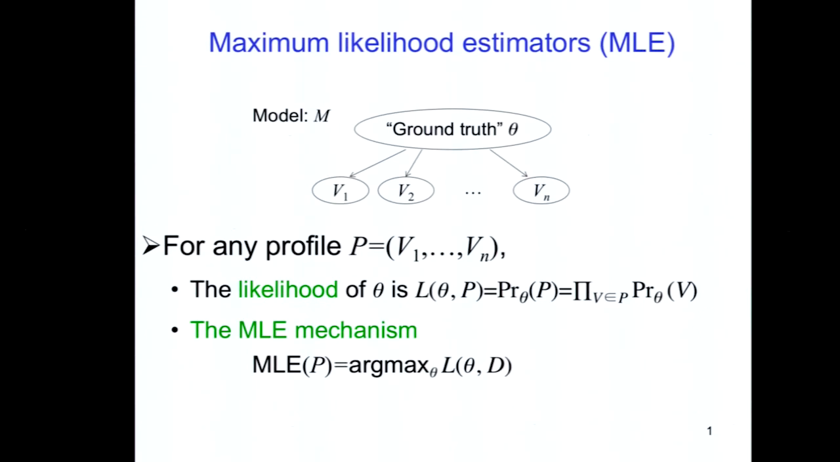Because of the IID assumption, we take each of these votes from this profile, look up the distribution given theta, and then take the multiplication of all of these things. Now, this gives us the famous MLE, maximum likelihood estimator mechanism, which basically just says that we're going to choose a parameter based on the data. Let's say the data is P. Let's choose the parameter that maximizes this likelihood. That's it. Very simple definition.